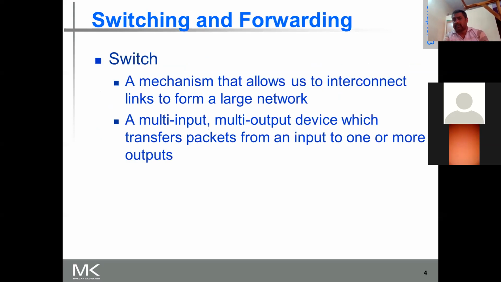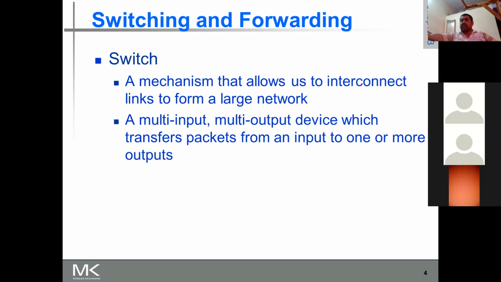Now coming to the first thing, that is the switch. What is a switch actually? A mechanism that allows us to interconnect links to form a large network. That is, one network is there, and another network is there. Taking the two networks, we link them and it becomes one network. Like this, today the entire world is taken into one particular internet.